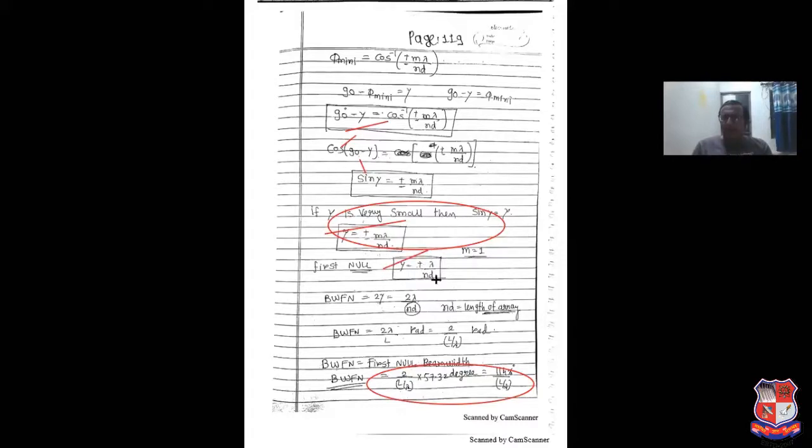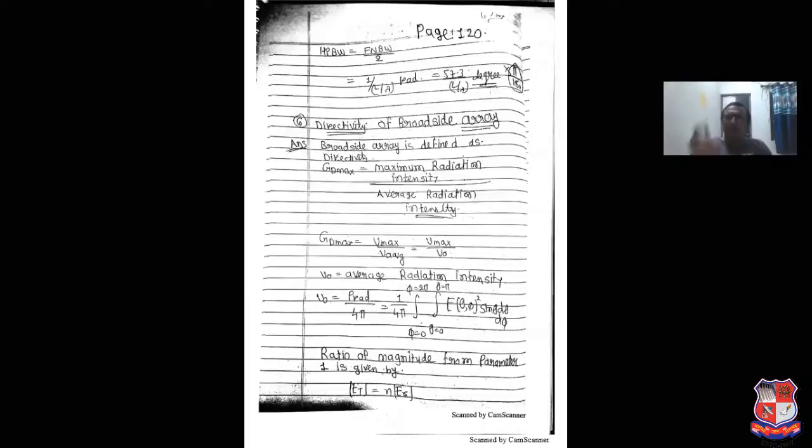Why? Because we consider only the first null. So first null beamwidth equal to 2 lambda upon nd. So it is the first null beamwidth equation. If you convert it into degrees, it is known as 114.8 divided by L upon lambda. It is the equation of first null beamwidth. Based on first null beamwidth, we can get the equation of half power beamwidth. See the equation of half power beamwidth.